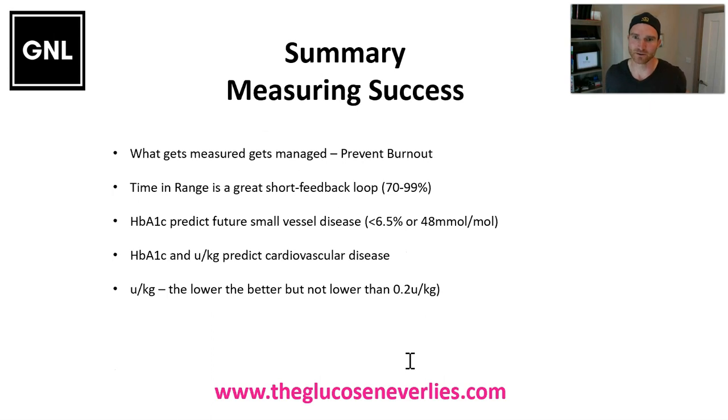So pulling that all together, you only really need to measure 3 key things: time in range, HbA1c, and units per kilo. Try to keep the time in range as high as possible, keep the HbA1c as low as possible, and keep the units per kilo as low as possible, but not lower than 0.2 units per kilo, because you're going to need that insulin for growth.